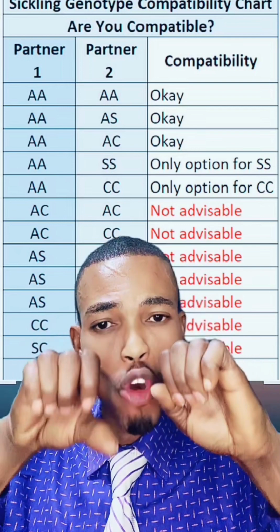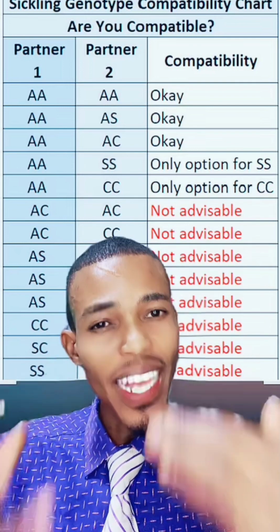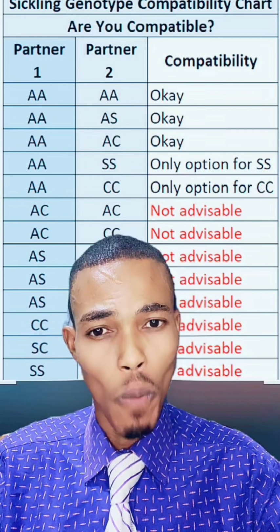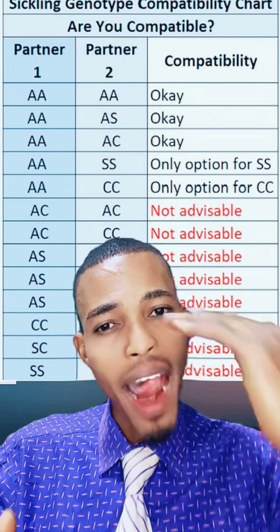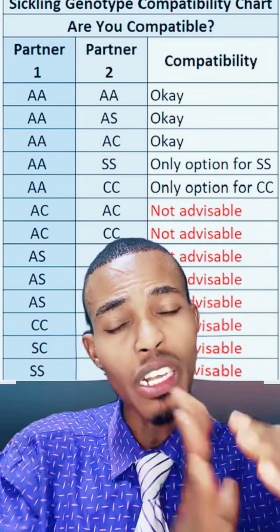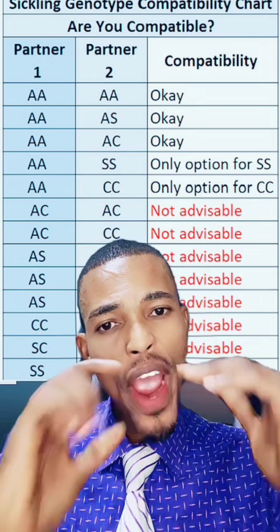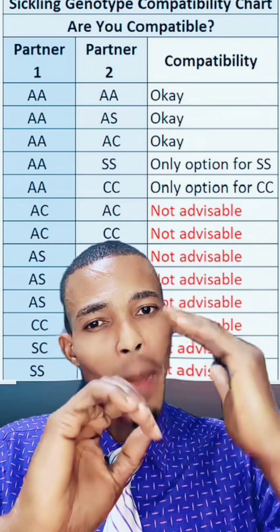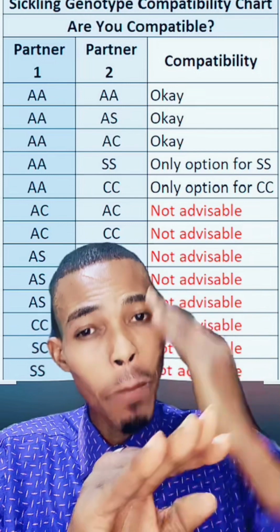They get them because, as I explained to you, the blood cells, the RBCs, carry oxygen to different parts of the body. When you have sickle cell disease, the blood cells block the blood vessels.